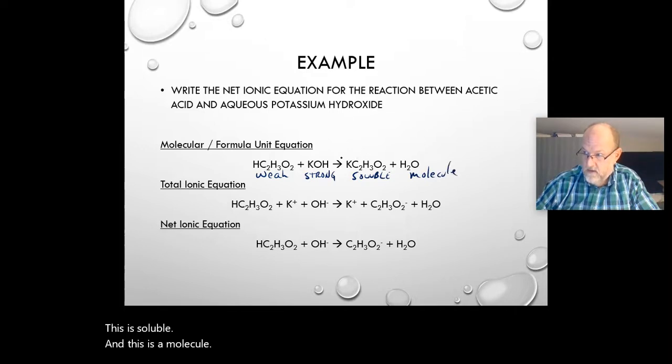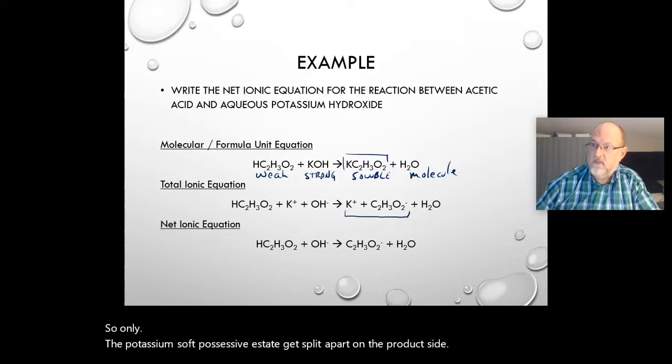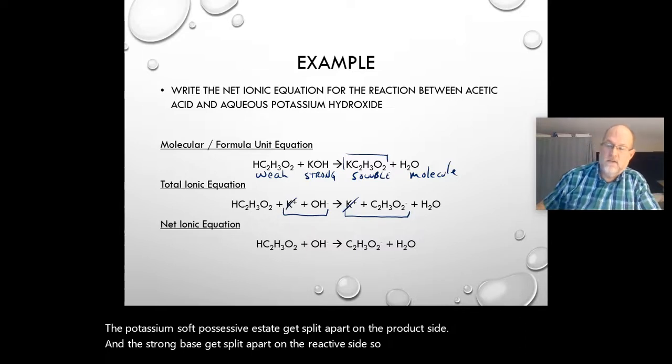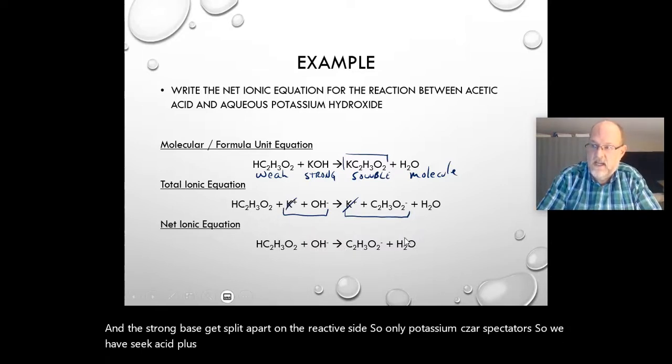So only the potassium acetate gets split apart on the product side, and the strong base gets split apart on the reactant side. So only the potassiums are spectators. So we have acetic acid plus hydroxide gives me acetate and water. And that is my net ionic equation.